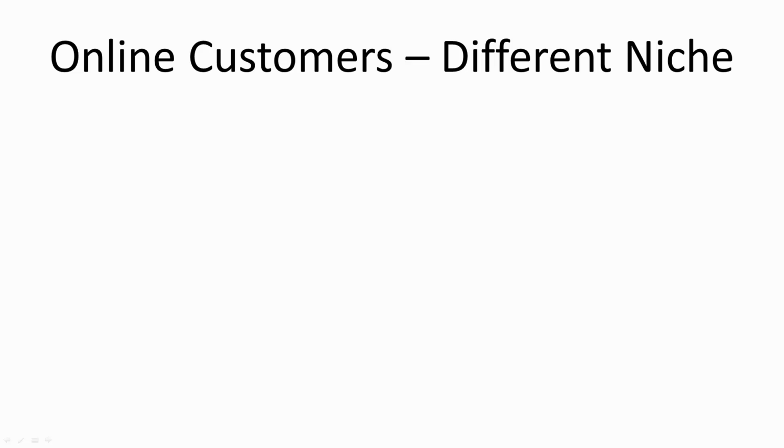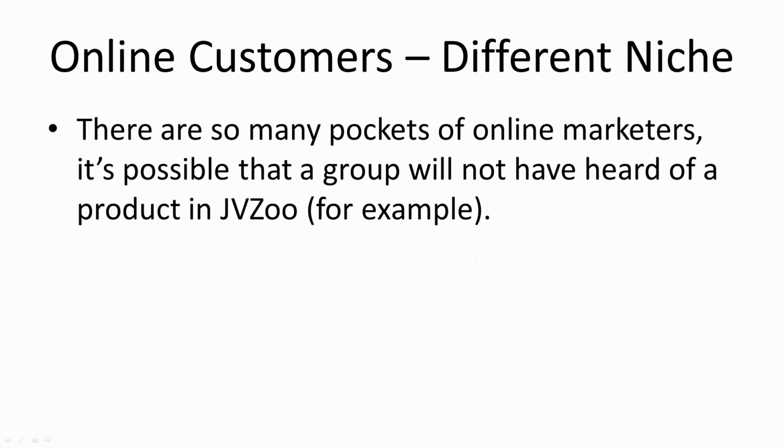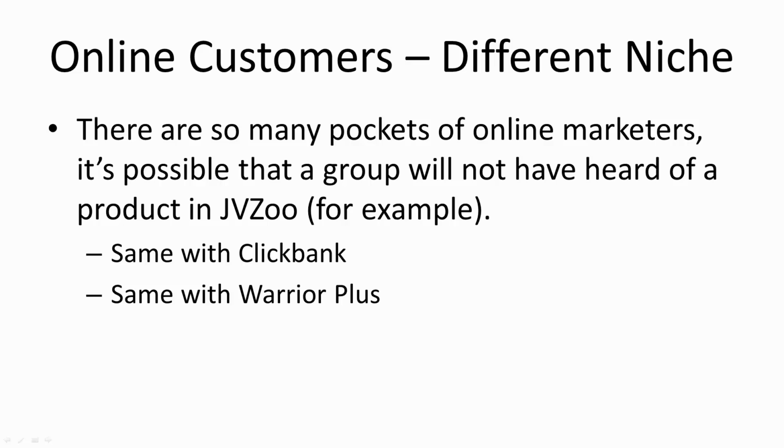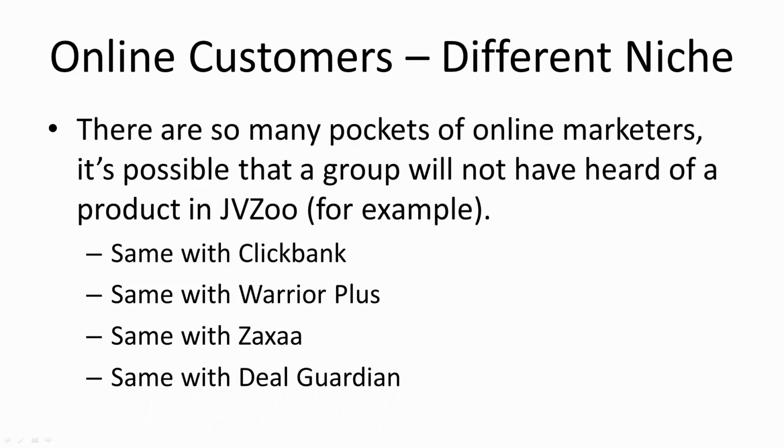Now, you are going to have online customers in different niches, and sometimes there are different pockets of online marketers that may not have heard of a particular product in a marketplace, like for instance JVZoo. There will be people who have operated in the ClickBank environment but who haven't heard of anything in JVZoo, or maybe they were operating in the Warrior Plus environment. Maybe they were operating in the Zaxa environment, and all these are affiliate networks. Maybe they were operating in the Deal Guardian network, and again, they may not have heard of a particular product in a particular area, and so this will be relevant to them.